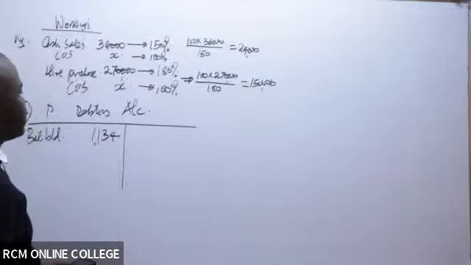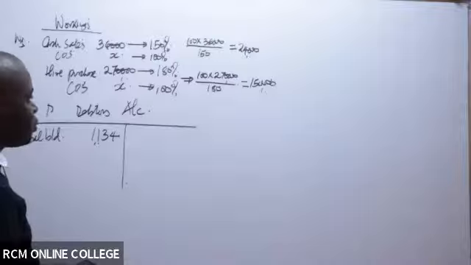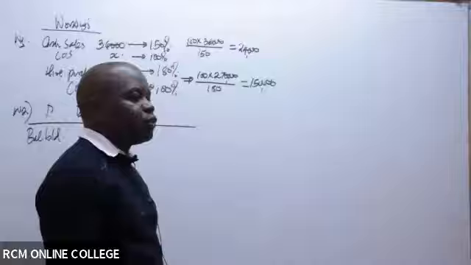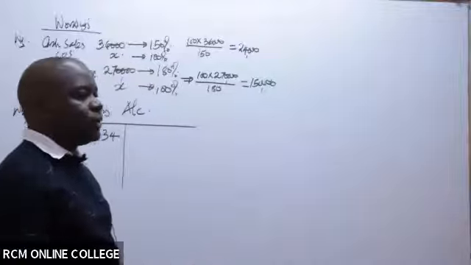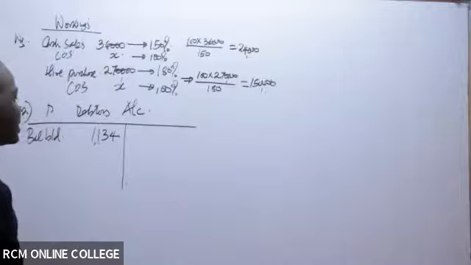Then of course, in this case, these debtors we are talking about are those we have sold goods to on hire purchase. So we are expecting them to pay in installments. They become our debtors as an entity.